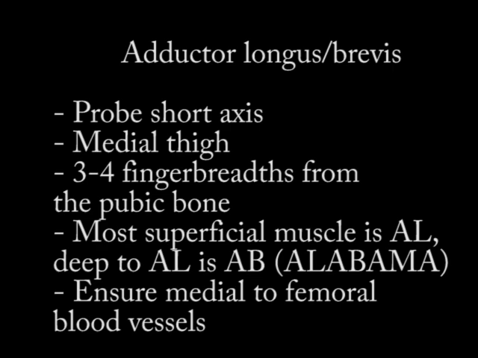The way you can remember it is as Alabama: AL for adductor longus, then deep to that AB for adductor brevis, and then deep to that AMA for the adductor magnus. And ensure you're medial to the femoral blood vessels. We're going to use this on ultrasound to help identify the muscles by first identifying the femoral blood vessels at the inguinal ligament and then moving medially.